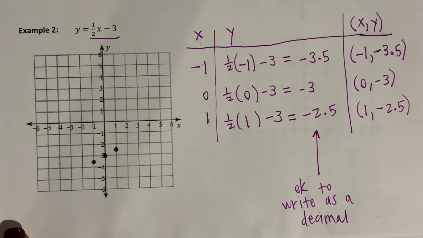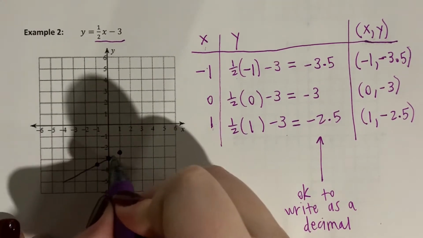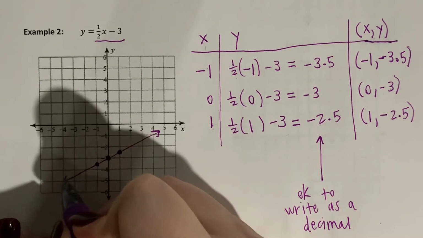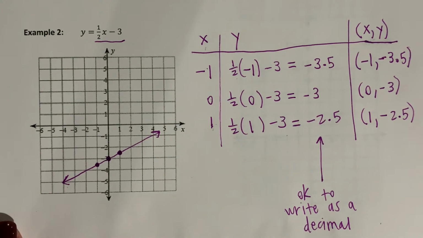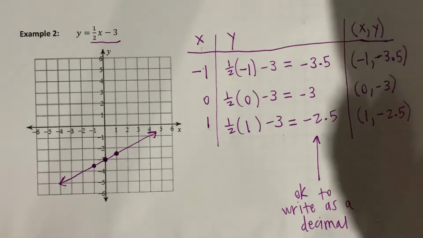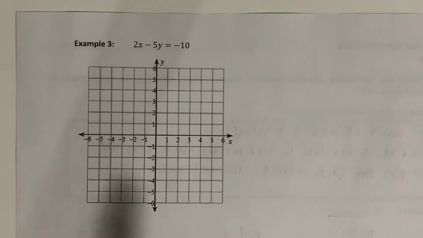And once you have plotted your 3 points, double check that they form a straight line. And if so, you can sketch a line. Make sure you include your arrows. And we have one last example. So go ahead, flip over to example 3.